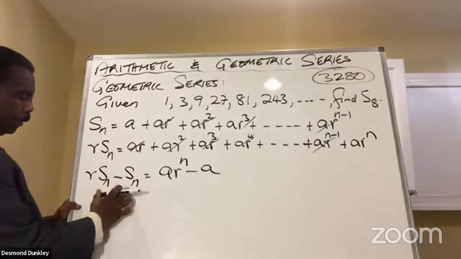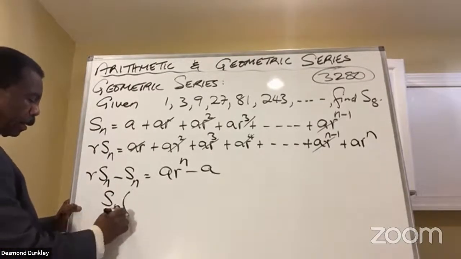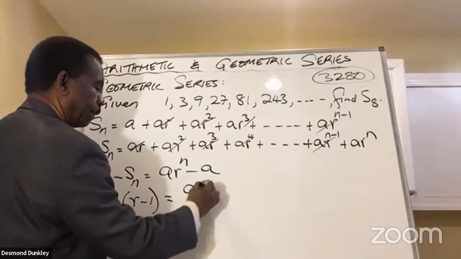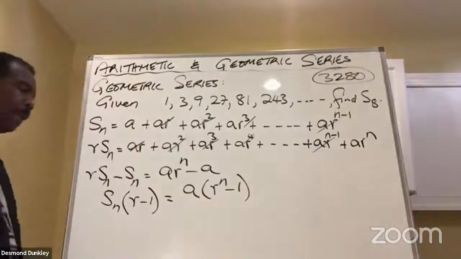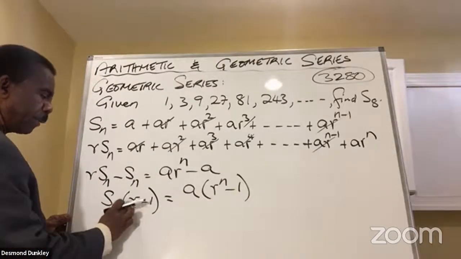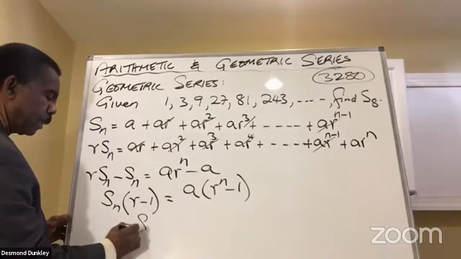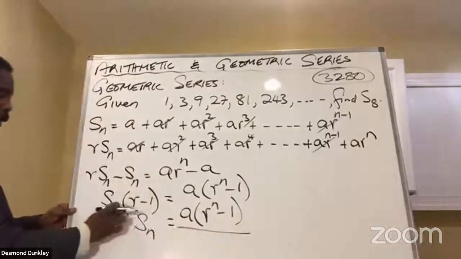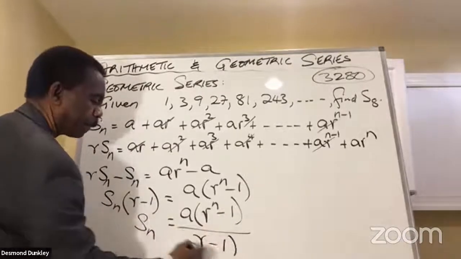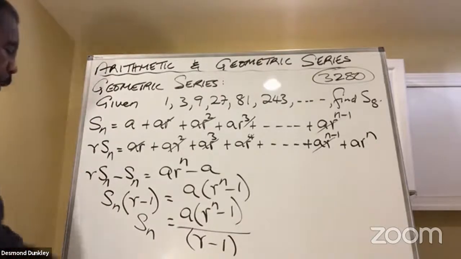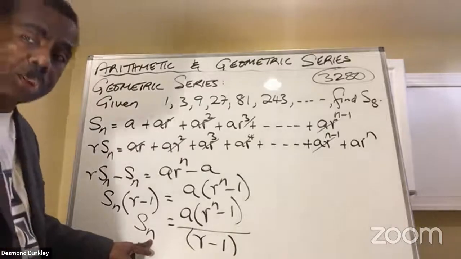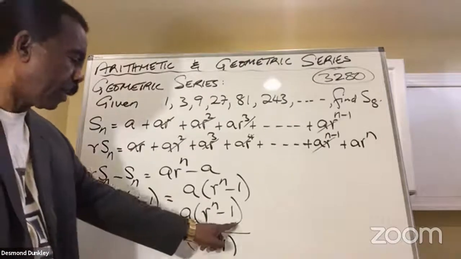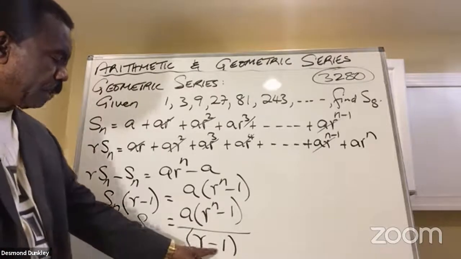Okay, now look at this. We can factor out Sn. So we get r minus 1. And factor out a. It's going to be a times r to the n minus 1. And now we can get the sum by itself by getting rid of the r minus 1. We divide both sides by r minus 1. We end up with the sum is equal to a times r to the n minus 1 all over what is in the parentheses, which is r minus 1. So what's the answer? The sum of the first n terms of a geometric series is the first term times the common ratio to the power n minus 1 divided by the common ratio minus 1.